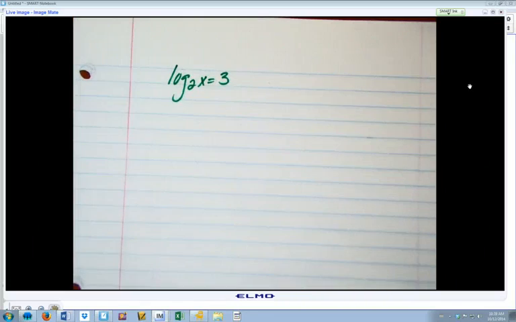Step number 1, logs on one side, everything without a log to the other. Check. Step 2, simplify all down into one log, make it smaller. Check. Step 3. Well, there's a step before solve.